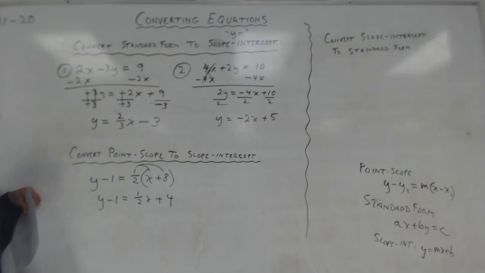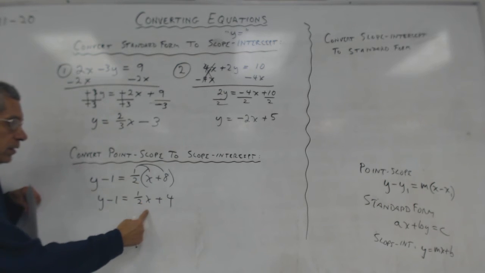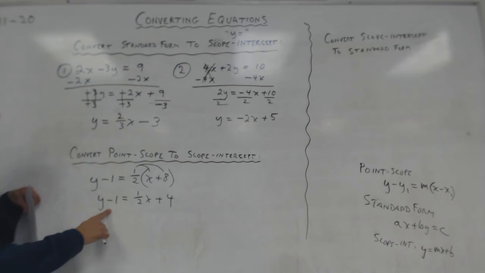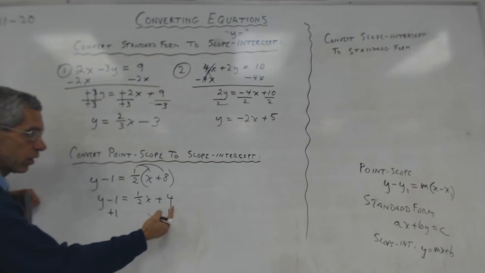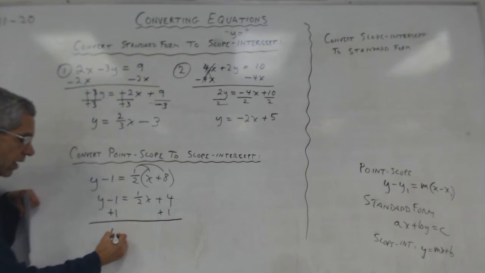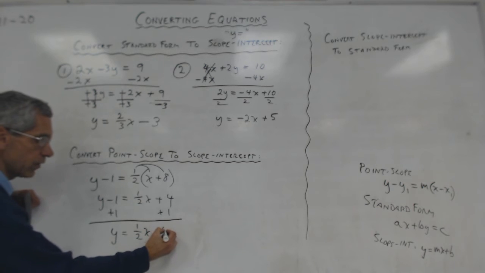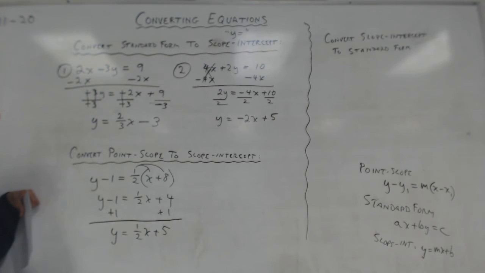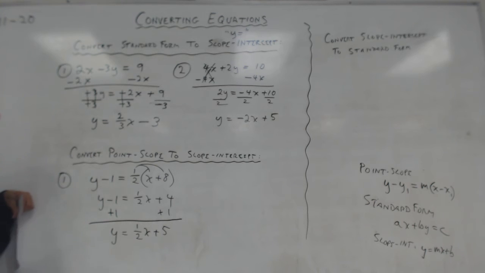Right? That was pretty easy, really, right? All I did was use my distributive property to get rid of the parentheses, and now all I have to do is add 1 to get rid of this on this side. I just add 1 to both sides. And I put the add 1 underneath the c, the 4. So y is equal to 1/2 x plus 5. Okay? So that was example 1 of those.